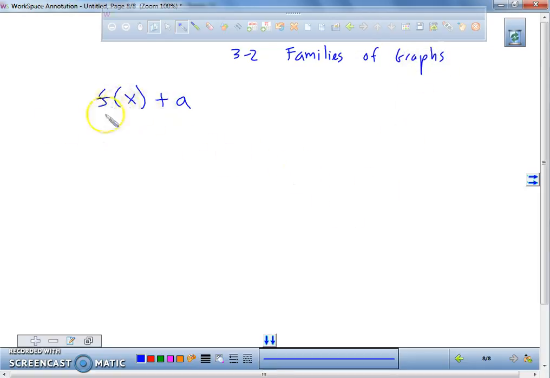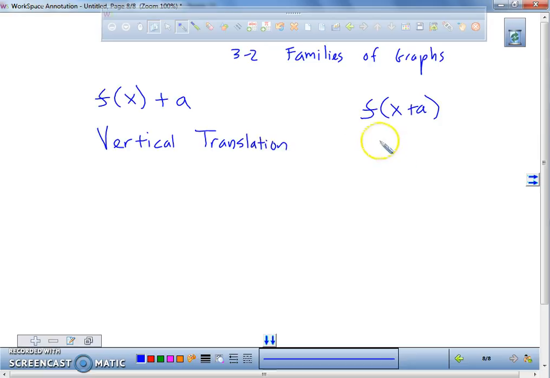Families of graphs. Now, if you see f of x plus a, that's different than if you have f of x plus a in the parentheses. One of these is dealing with a vertical translation. One of them is dealing with a horizontal translation. Which one is this one specifically dealing with? It is a translation, which means it's going to translate up or down or left or right. But this one, what does that one deal with? Vertical. So I want you guys to understand, it's a vertical translation. This one's specifically dealing with a horizontal translation.